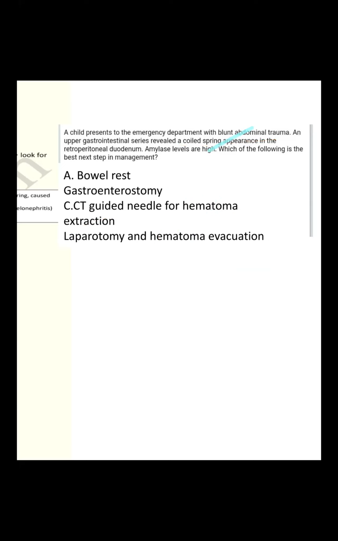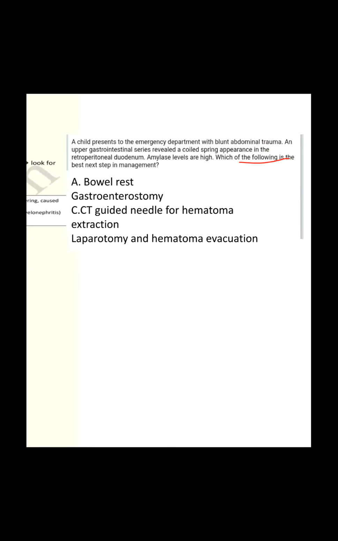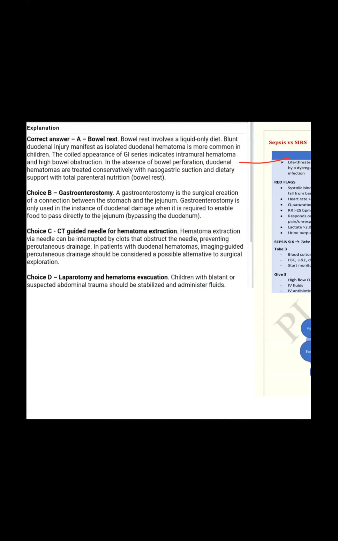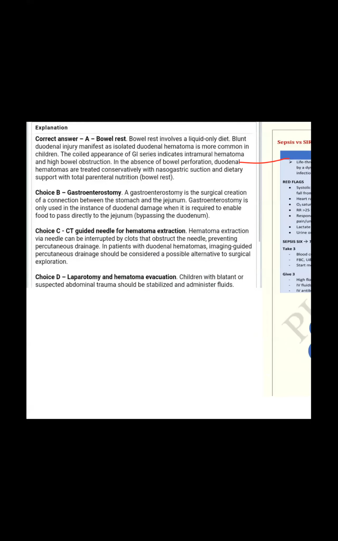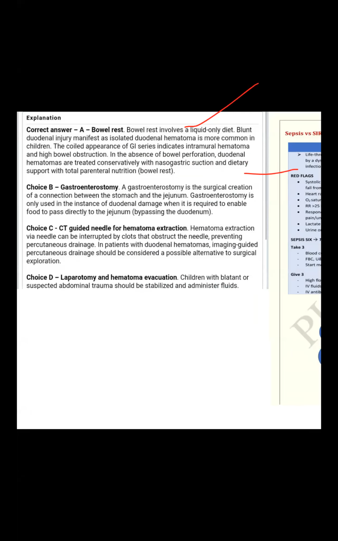So what is the answer? The next step is bowel rest. Bowel rest involves liquids only; you will give only a liquid diet. In duodenal injury, I said the injury is only an isolated or congested hematoma. The GI series indicates an intramural hematoma.